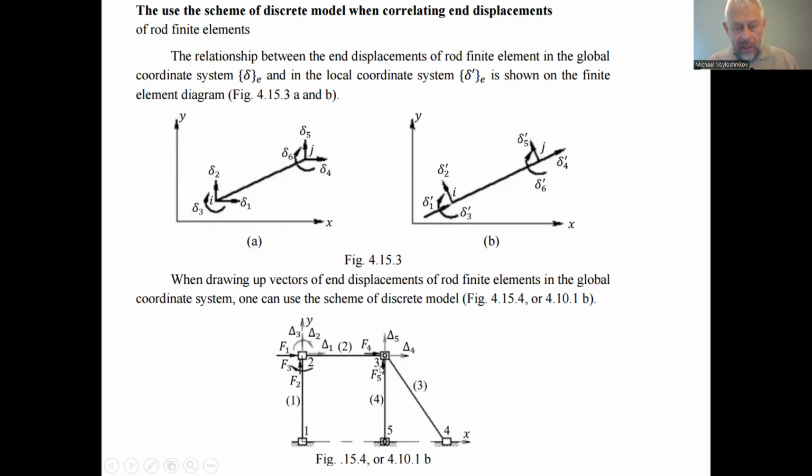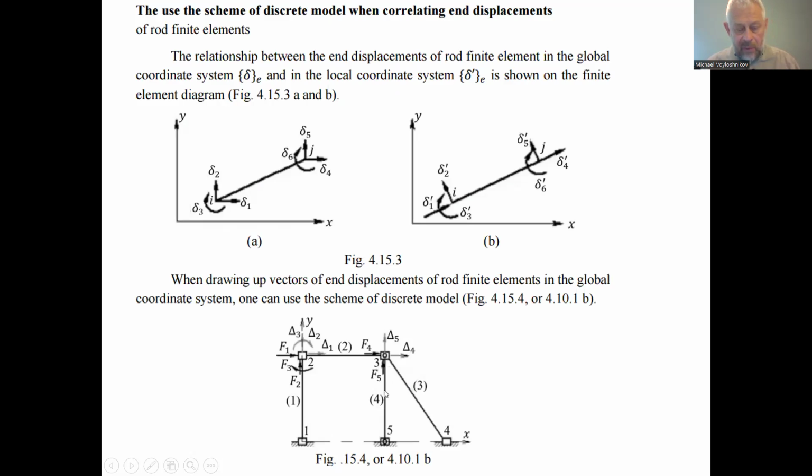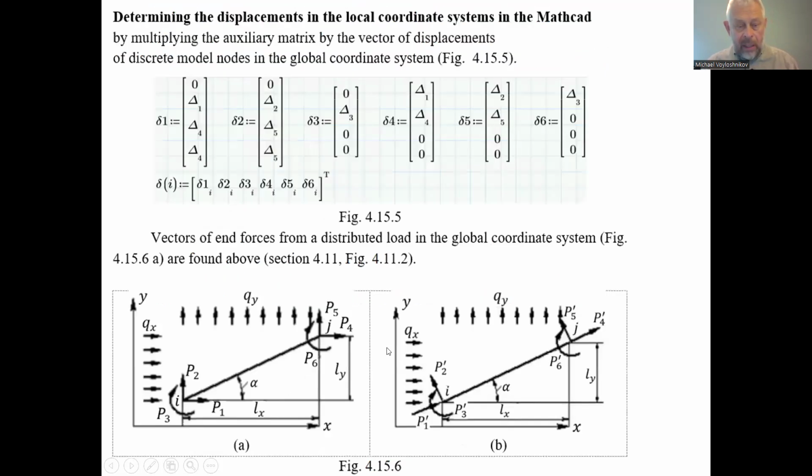So we can just set delta 2 as the vertical displacement, and delta 5 is the vertical displacement of the beginning of the third and fourth finite element. Delta 2 is the vertical displacement of the beginning of the second finite element.